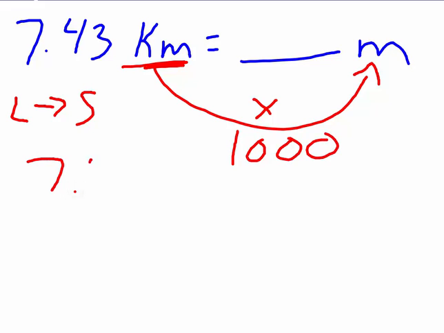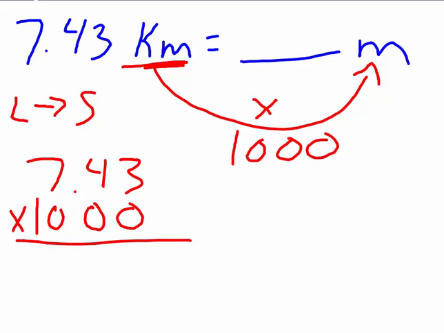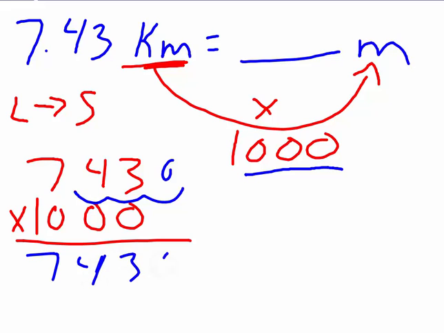So I have 7.43 times 1,000. I can use my shortcut method or the standard algorithm. I'm going to use my shortcut method. I see 1, 2, 3 zeros, so my decimal moves 1, 2, 3 place values. So my answer is 7,430. And if it looked a little nicer, I'd have that same answer, 7,430 meters. Let's look at our next one.